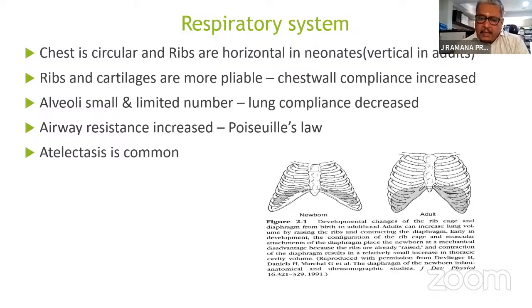Developmental changes of the rib cage and diaphragm from birth to adult. This is a diagram showing the differences between the chest in newborn and adult. Adults can increase lung volume by raising the ribs and contracting the diaphragm. Early in development, the configuration of the rib cage and the muscular attachments of the diaphragm place the newborn at a mechanical disadvantage, because ribs are already raised and contraction of the diaphragm results in a relatively small increase in the thoracic cavity volume. You can see a small increase in the thoracic volume in the pediatric patient, whereas in adults, contraction of the diaphragm produces a relatively large chest volume increase.